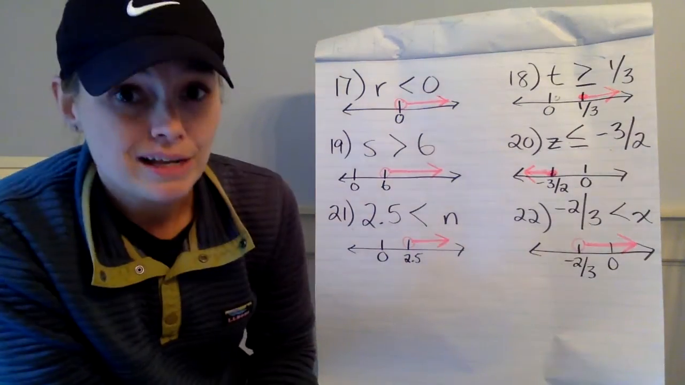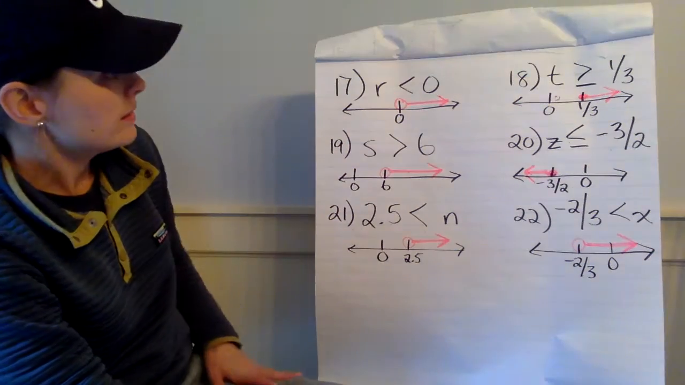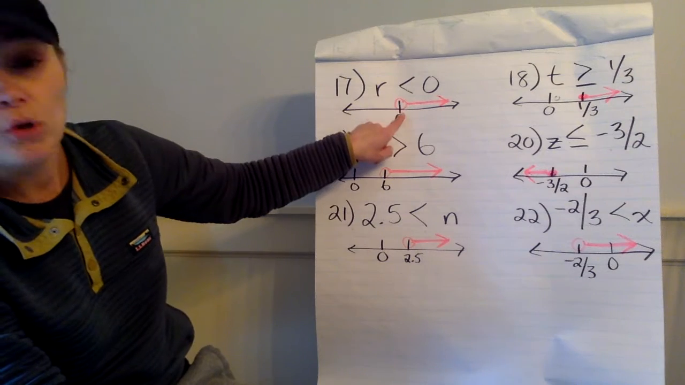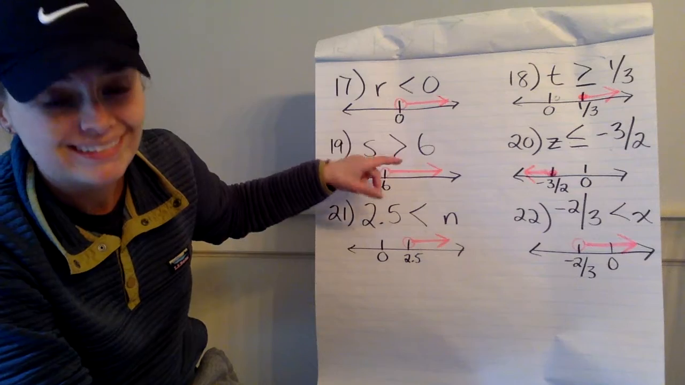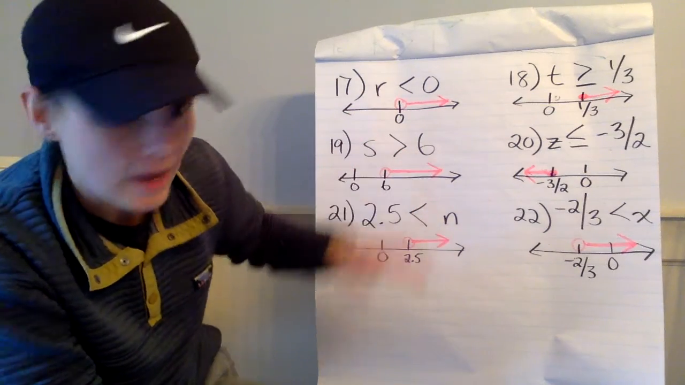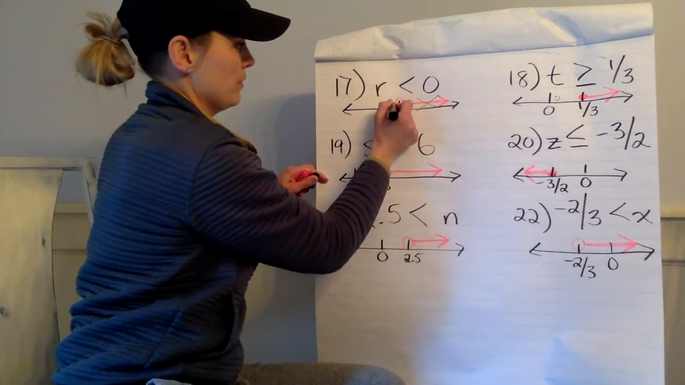I already realized that I made a mistake. This first one, number 17, it says R is less than 0. It should be an open dot, but if R is less than 0, my arrow should be going the other way. Okay, so let's say we want to go this way with it.